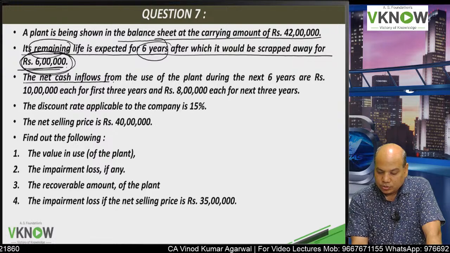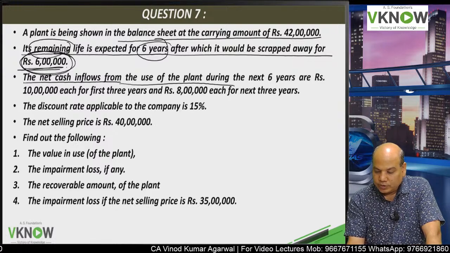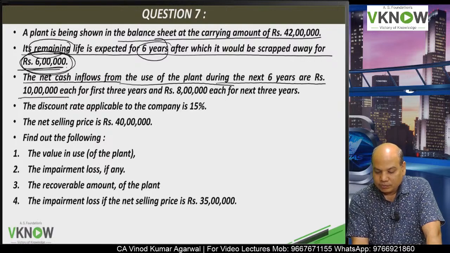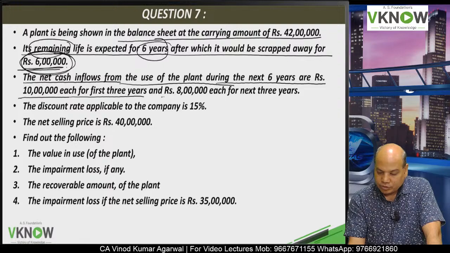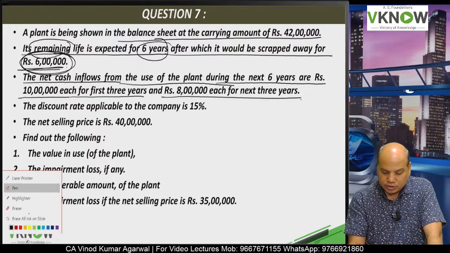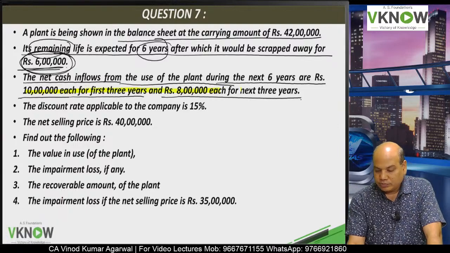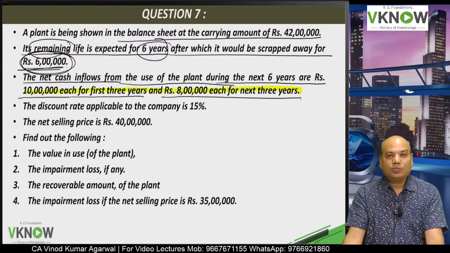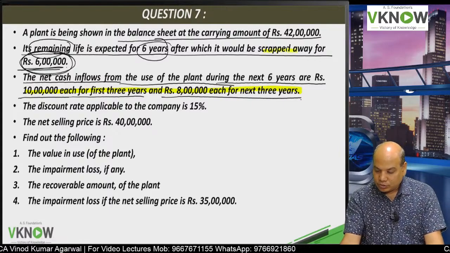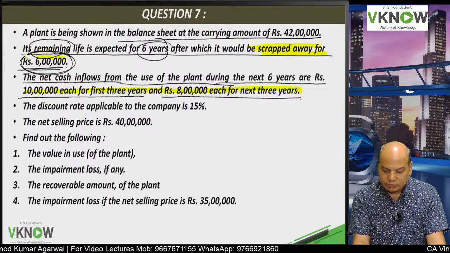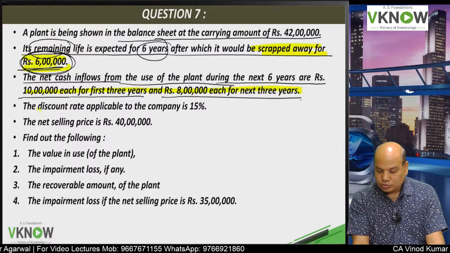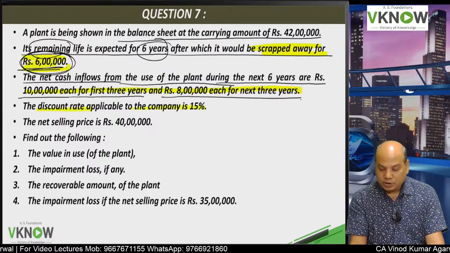The net cash flow from the use of the plant during the next 6 years are 10 lakh for first 3 years and 8 lakh each for the next 3 years. What is the relevance of this information? This will help you to compute value in use. And don't forget, you are also going to get 6 lakh from the sale of the asset. The discount rate applicable is 15%.